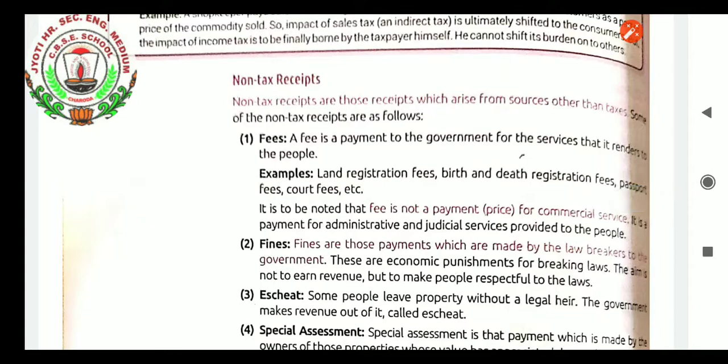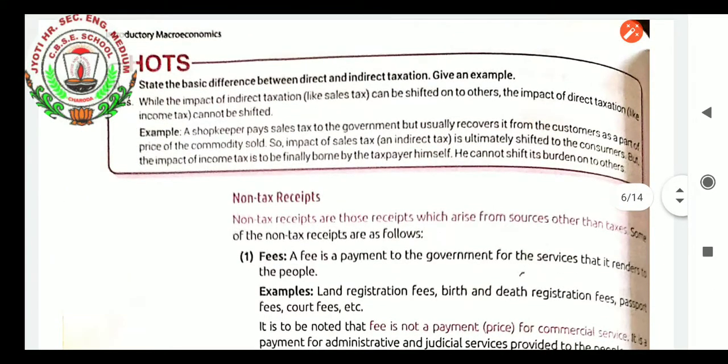Non-tax receipt, students, but before that I want to give one question. State the basic difference between direct and indirect taxation. Give an example. First of all, direct tax is directly charged from the particular person who is earning the income. So it is a direct tax. Indirect tax, like sales tax, is charged on the seller, but it is taken from the consumer of the goods. So it is not borne by the seller, but it is indirectly taken from the consumer and paid by the seller of the goods. So it is known as indirect tax.